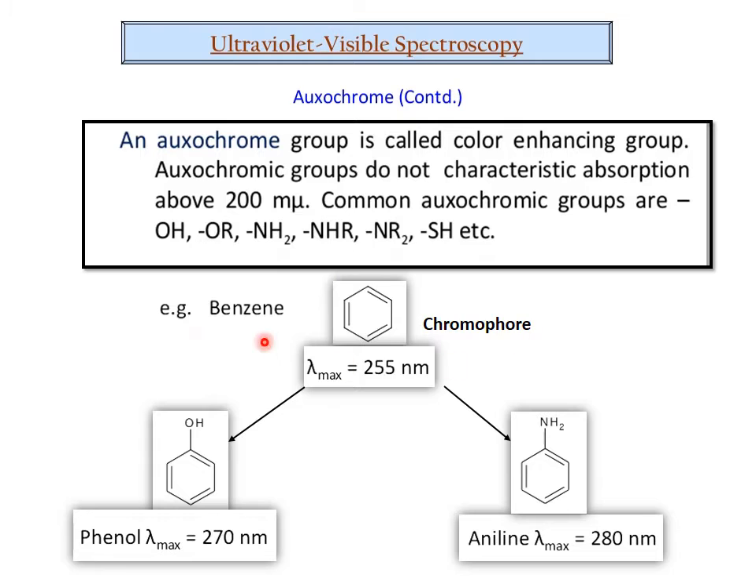I am taking benzene as an example of a chromophore group. When you run benzene in UV spectroscopy, it gives a value around 255 nanometers. When we add an auxochrome group, this OH group, the absorption increases. Attaching the OH group to benzene gives phenol, which gives a lambda max around 270 nanometers. In the same way, when I add an amine group, an auxochrome, to the benzene ring, it alters the intensity. The intensity of absorption increases for the amine, to about 280 nanometers.